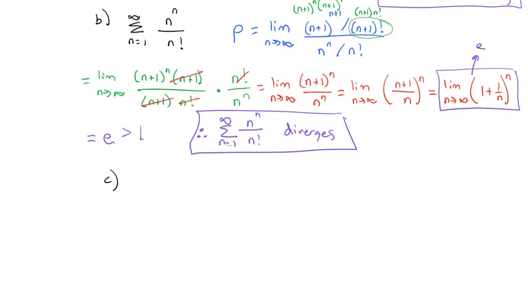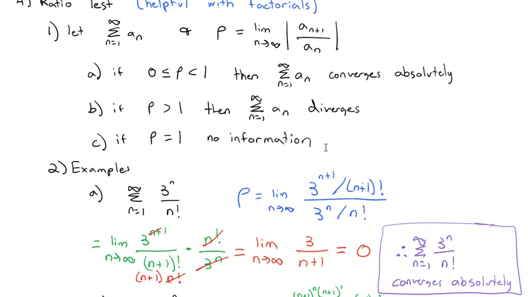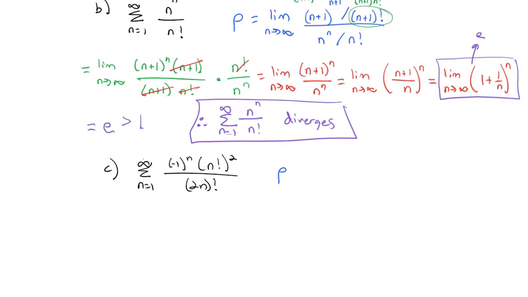Let's do one that's an alternating series before we step away from the ratio test. Let's consider the sum as n goes from 1 to infinity of negative 1 to the n times n factorial squared over 2n factorial. Well, rho, technically we've been leaving it off on the past two, but technically rho says it's the absolute value of the quotient. So because it's the absolute value of the quotient, we don't really need to worry about the negative 1 to the n part, because the absolute value will just always make it positive.